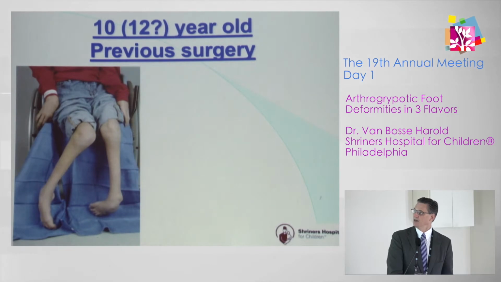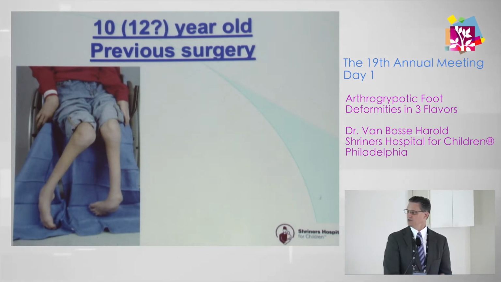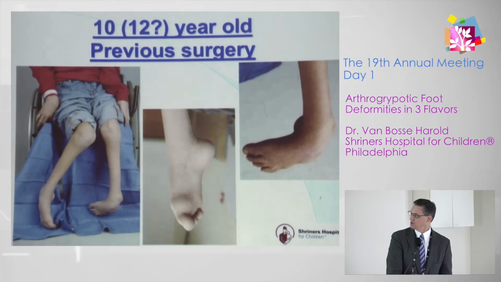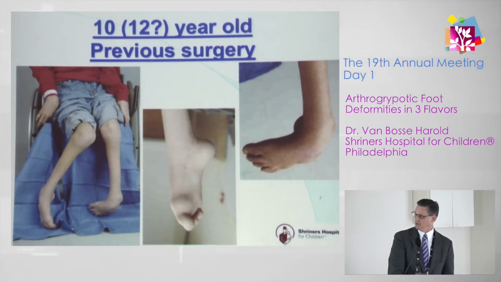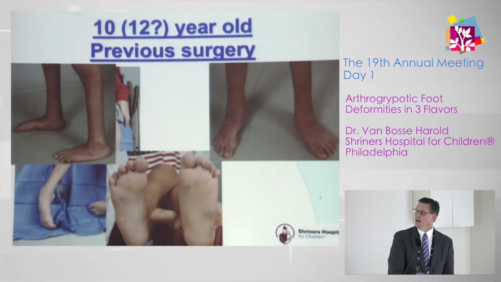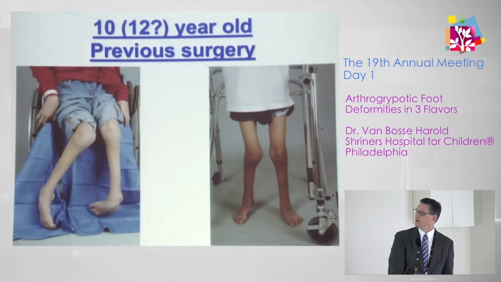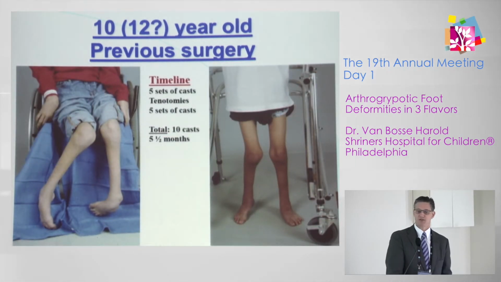Here's a boy. We were told he was 10 when he was adopted from China, but he's probably like 12 or so. They told a younger age to make him more attractive. But he had a number of procedures on his feet, never been able to walk on them. This is what his feet look like. You can see the scars in the middle picture there. And this is after several treatments here. So we did 5 sets of casts, and then we did tenotomies on both sides, and then another 5 sets of casts.